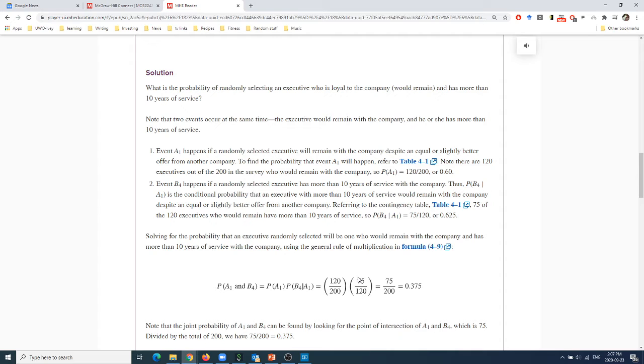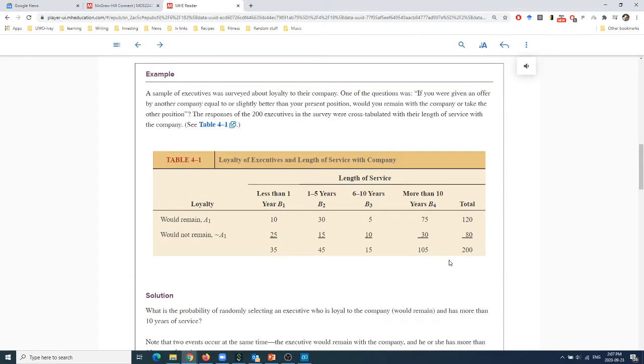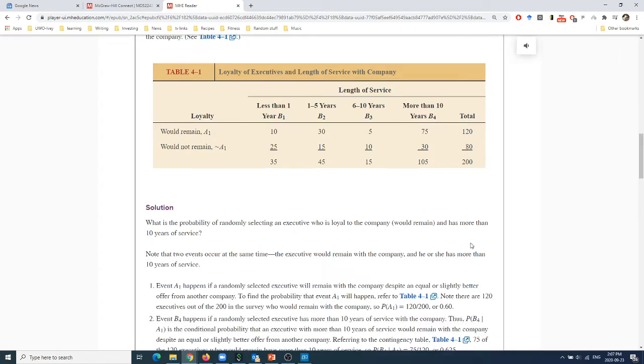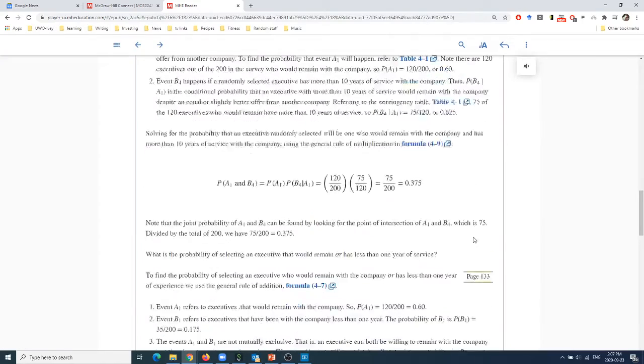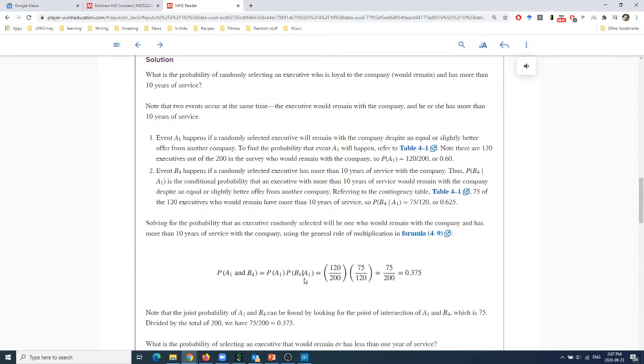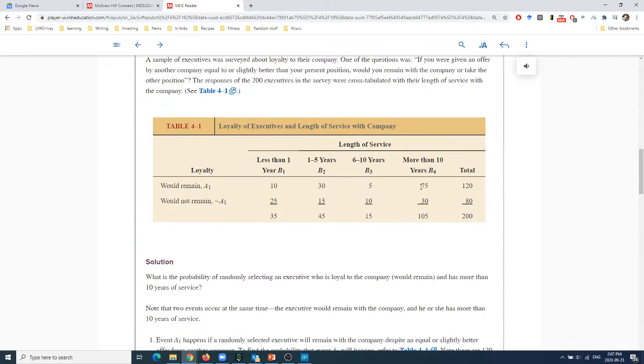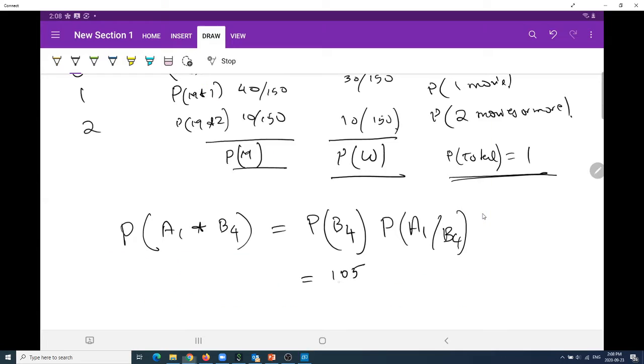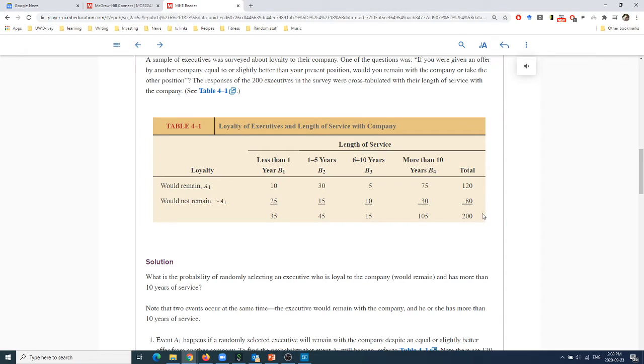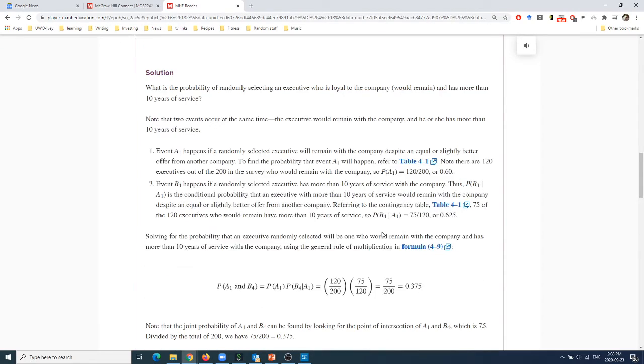So what's the probability of A1 over here? It's 120 divided by 200. Okay, so when we are trying to do the reverse way, here's going to be the probability of B4. Probability of B4 is going to be 105 divided by 200. And the probability of A1 given that B4 has occurred.